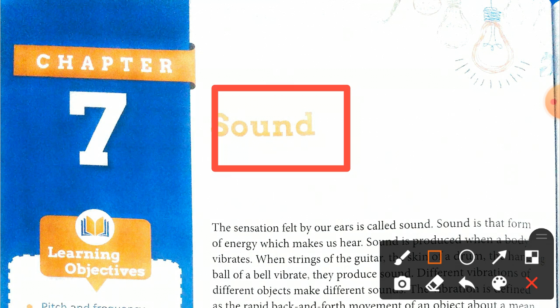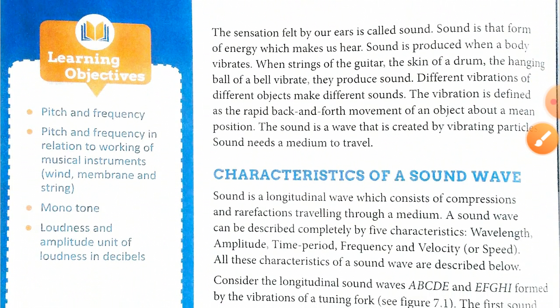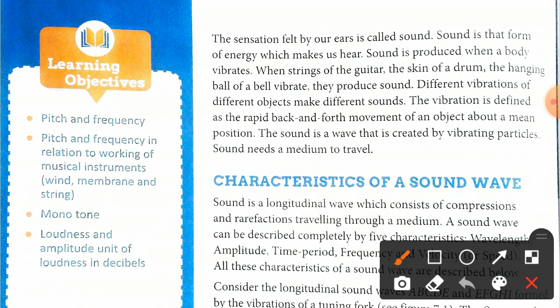So what is sound? The sensation felt by our ears is called sound. You can see here, the sensation felt by our ears is called sound. Sound is that form of energy which makes us hear. Clear? Sound is produced when a body vibrates.